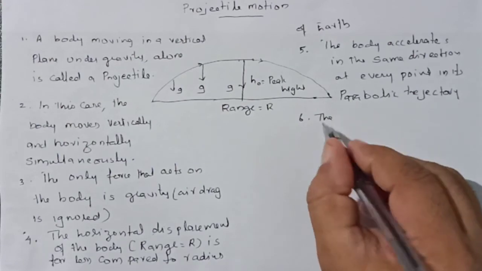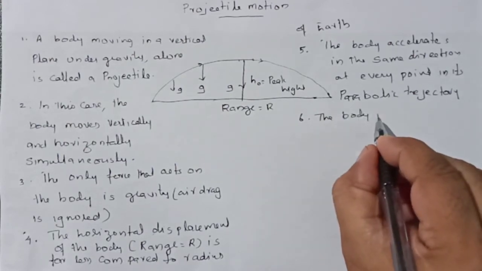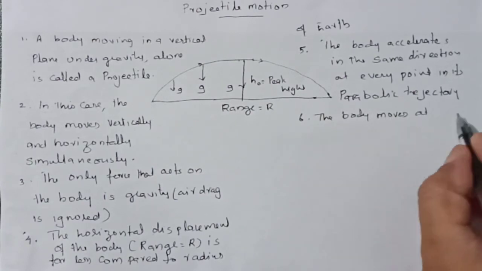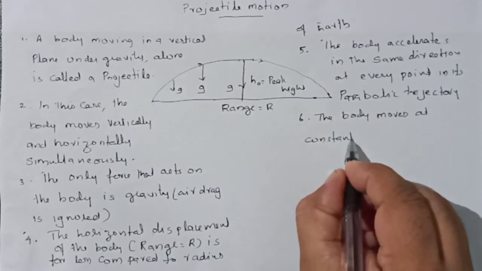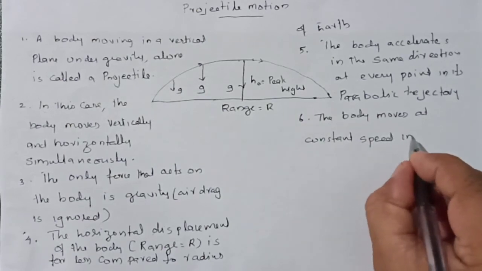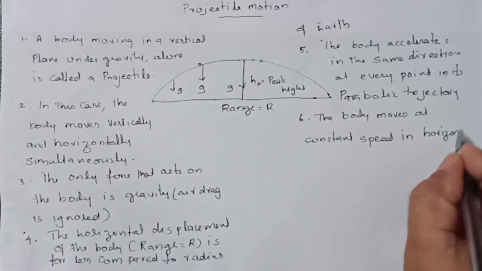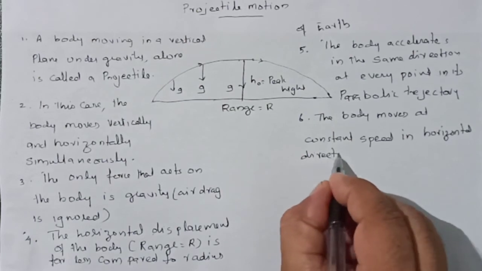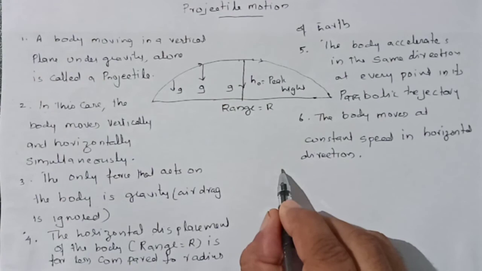Now, if you split up the motion into horizontal and vertical components, we can see that the horizontal motion of the body is at a constant speed. Body moves at constant speed or constant velocity in the horizontal direction, because there is no force acting in the horizontal direction, so there is no acceleration to the body in the horizontal direction. So in the horizontal direction the body is moving at a constant velocity.